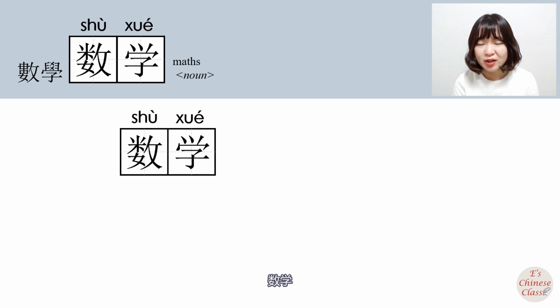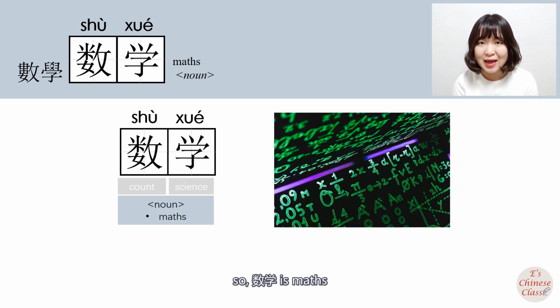数学, 数 means count, 学 means science. So, 数学 is math.